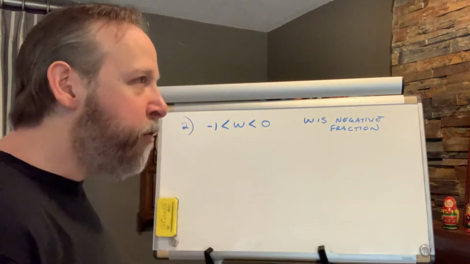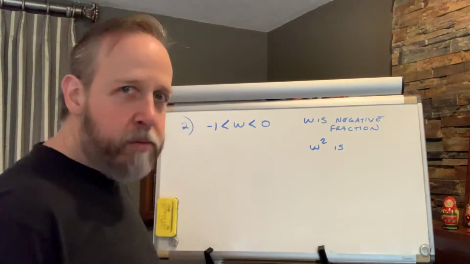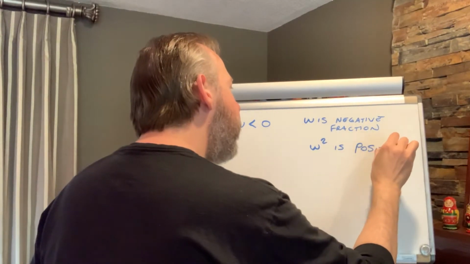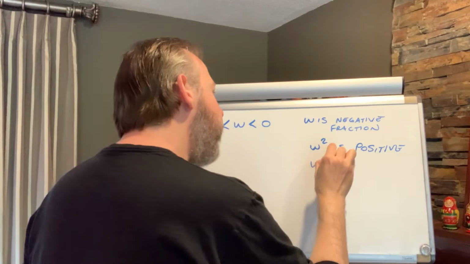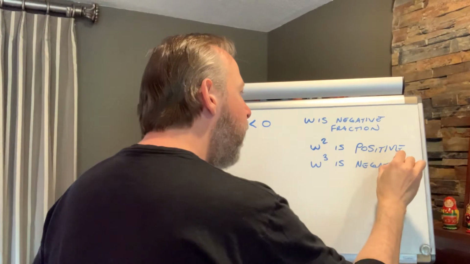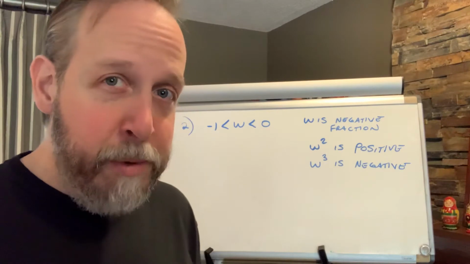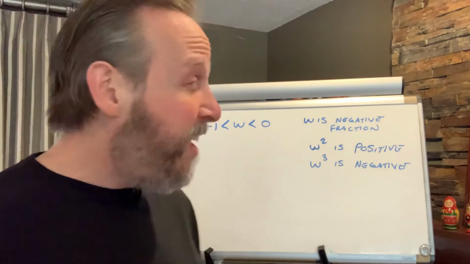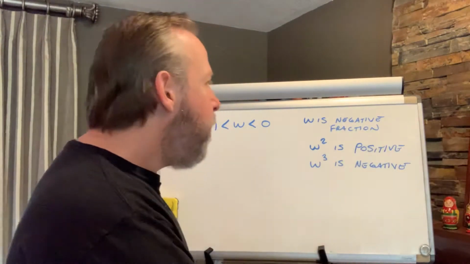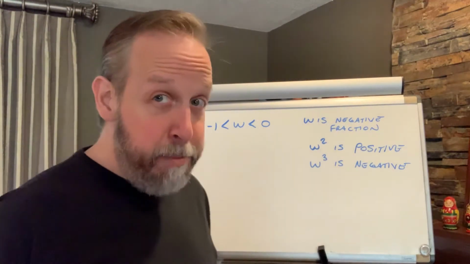Kind of important to know that, because what happens when you square a negative? Squaring a negative makes it positive. What happens when you take a negative to the third power? It's negative again. If you understand that, then you have to know that options A and B cannot be correct, because options A and B put the third power of W greater than the second power of W, and it can't be, because a negative is never going to be bigger than a positive.